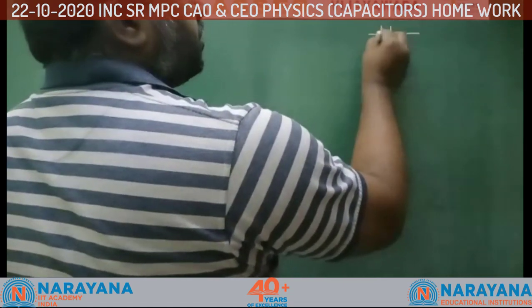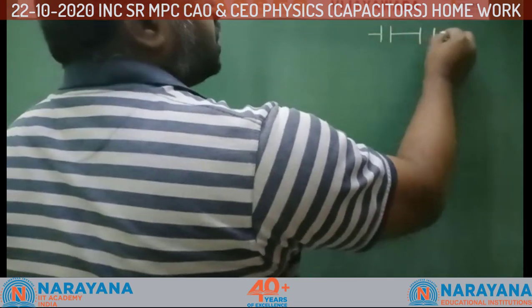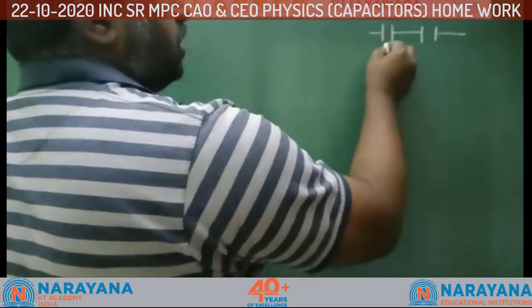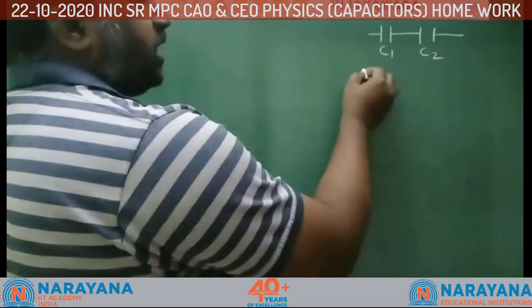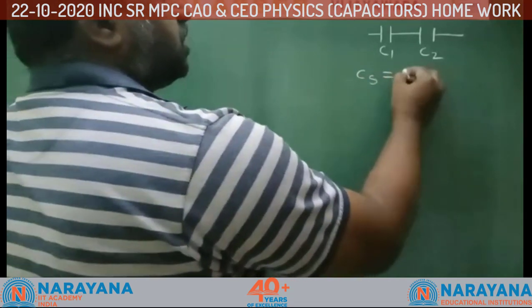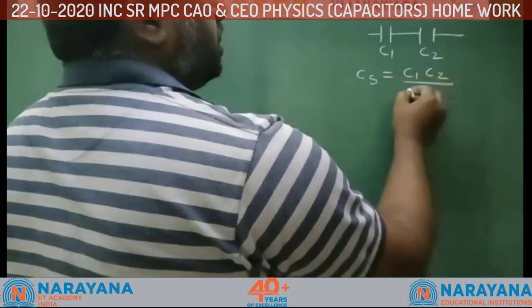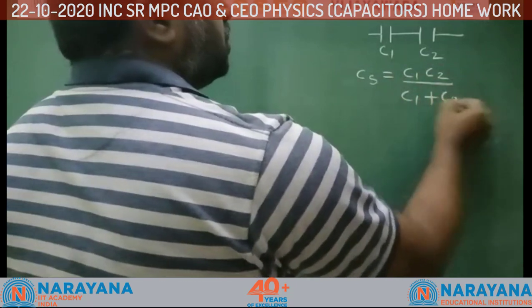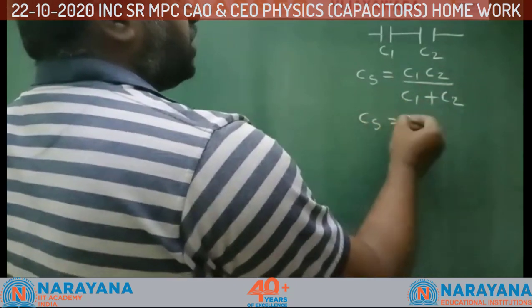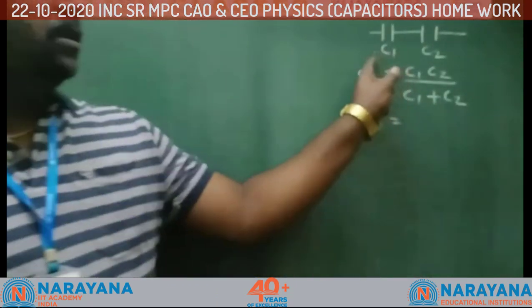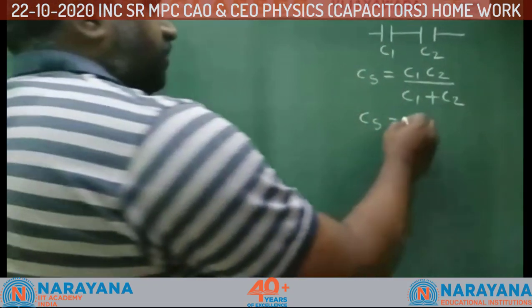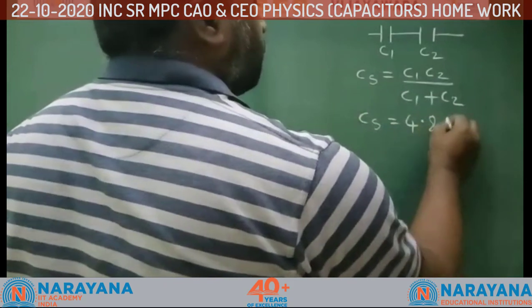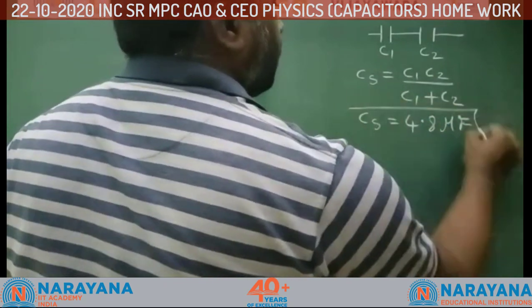We are given the information that two capacitors are arranged in series. So C1 and C2 are the two capacitors. The effective capacitance Cs is equal to C1 C2 divided by C1 plus C2. For this series arrangement, we get the effective capacitance as 4.8 microfarad.